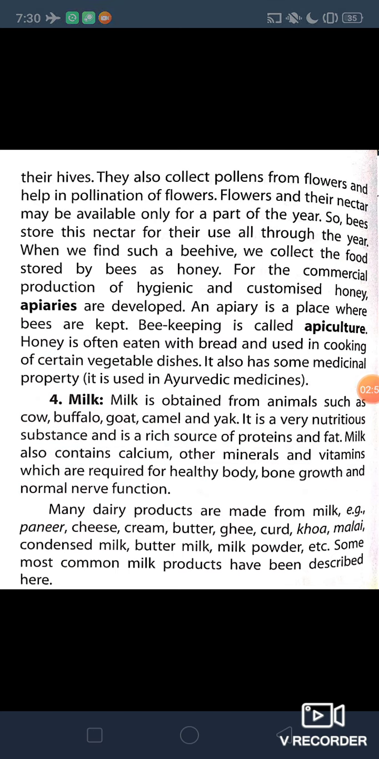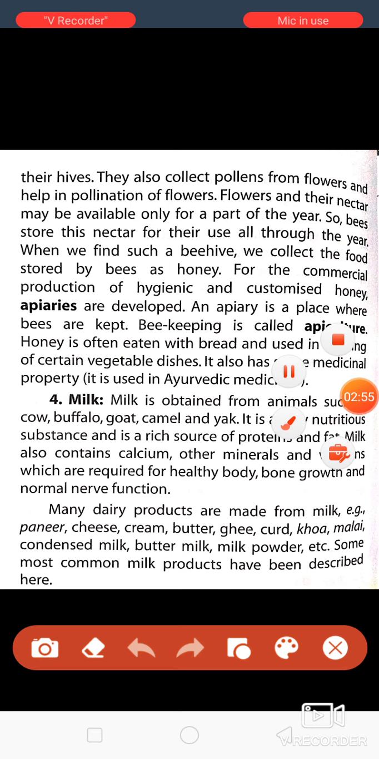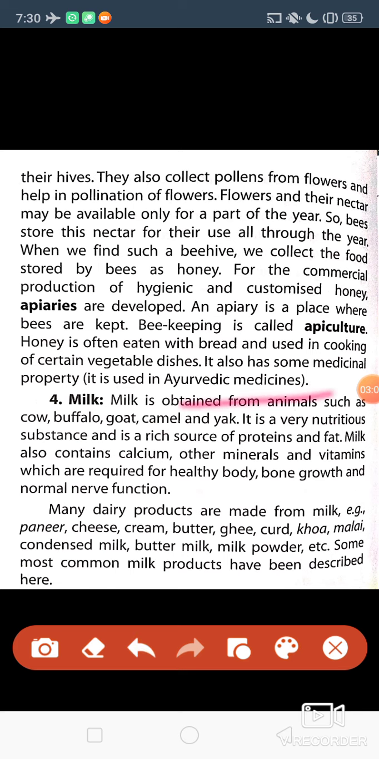So once again I'm telling you that milk is obtained from animals such as cow, buffalo, goat, and it is a rich source of protein and fat. Milk also contains calcium, minerals and vitamins, and it is helpful in growth of the body, bones and normal nerve function.